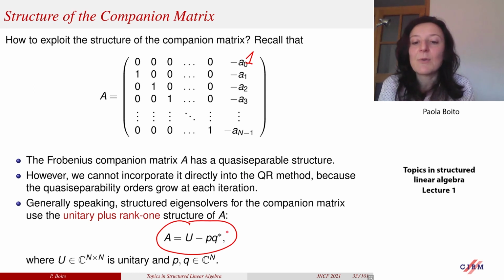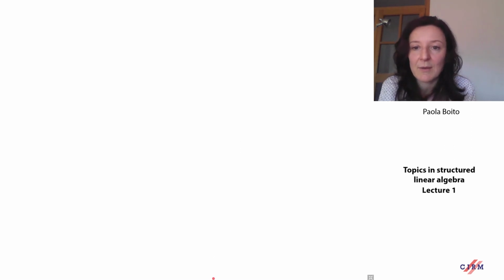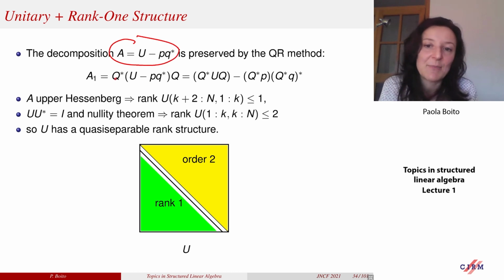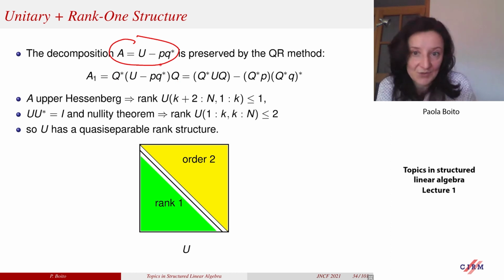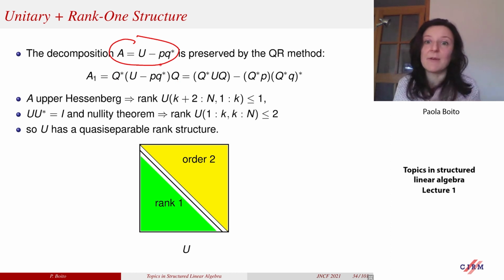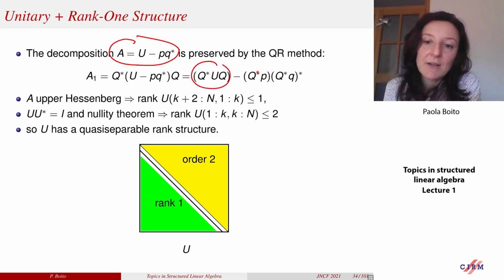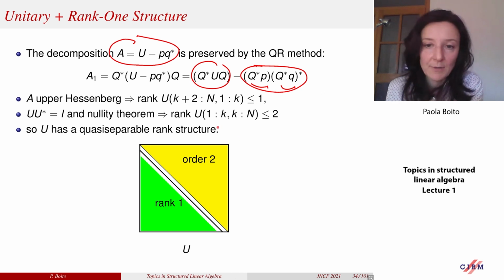And unitary plus rank structure is nice because it's preserved by the QR iteration, whereas for the quasi-separable structure of the companion matrix, things are a bit more involved. Indeed, if I take a matrix in this form and I multiply it on the left by Q star, on the right by Q, which is, as we saw, the basic iteration in the QR algorithm, we have again a unitary plus rank 1 structure, right? This is unitary, this is a column vector times a row vector.